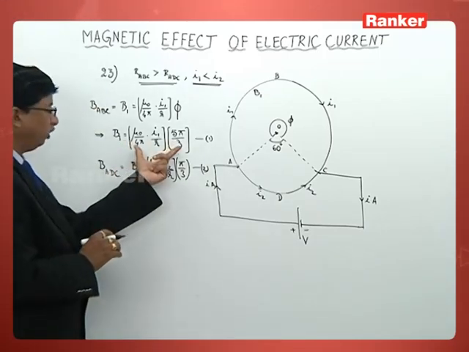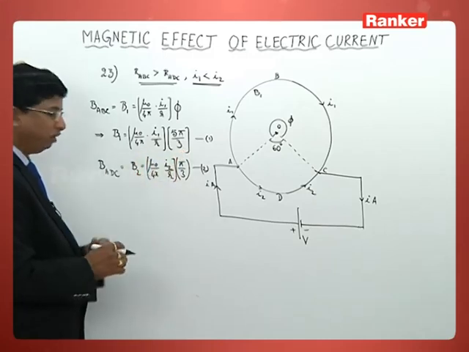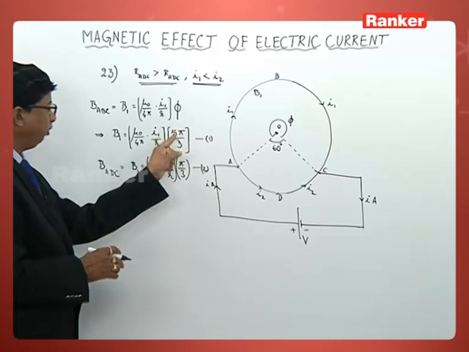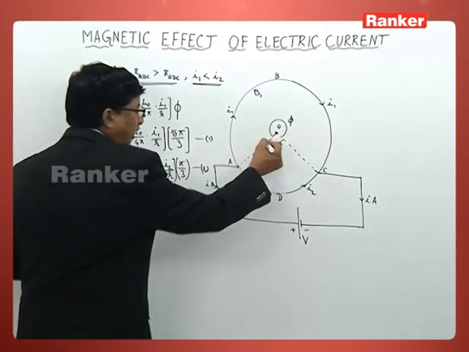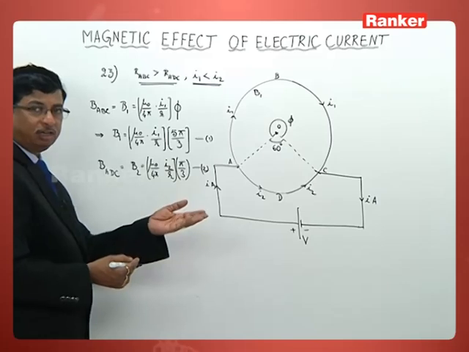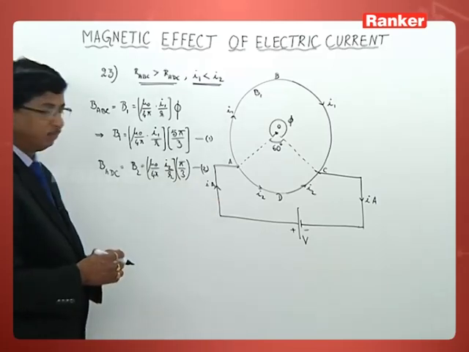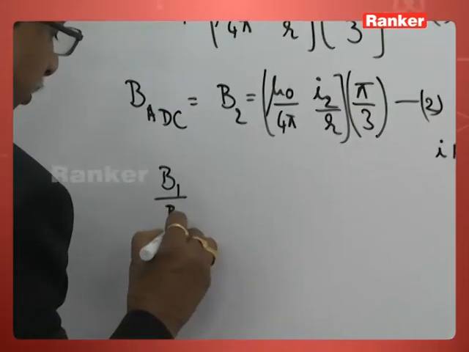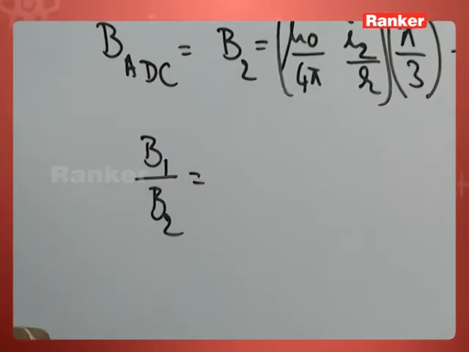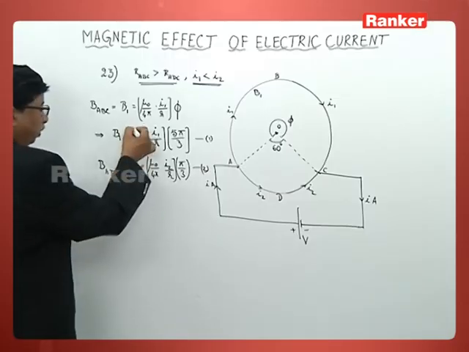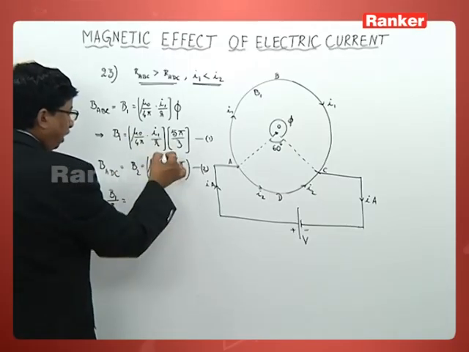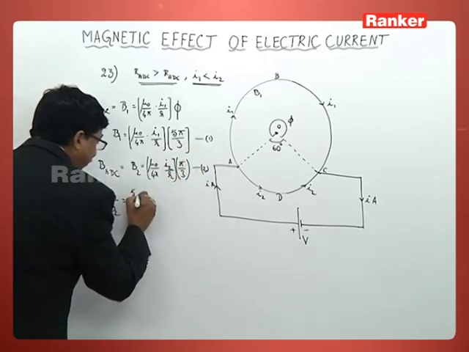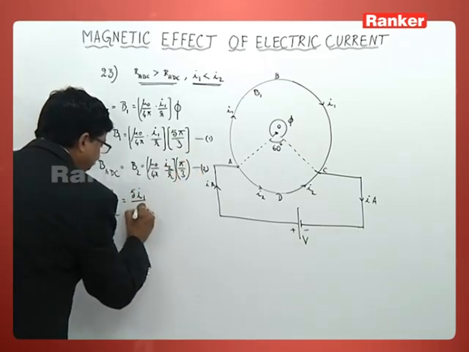So hope you might have followed this particular equation and this one as well. The formula is same, only phi is variable. There phi means 5 pi by 3. Here phi is already given to us, that is pi by 3, 60 degrees. Now his question is, what is B1 by B2? Look at first. Mu naught by 4 pi gets cancelled, R gets cancelled, pi by 3 gets cancelled, I am getting 5 I1 by I2.